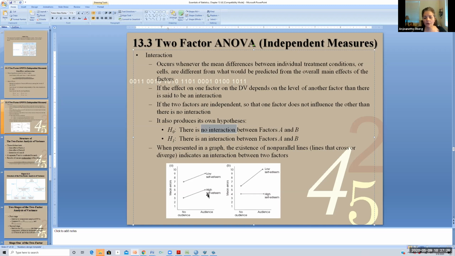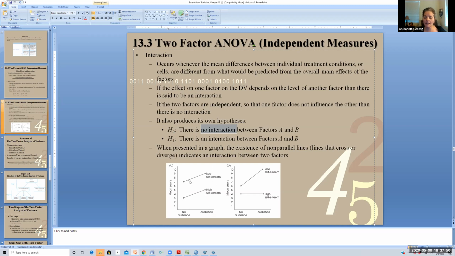Is there an overall difference between the means of no audience and audience for our main effect? And then for an interaction, does the pattern of those means change? Looking at this visually helps us. If we see parallel lines, the patterns are the same for the conditions. Here we both see no audience is lower than audience.